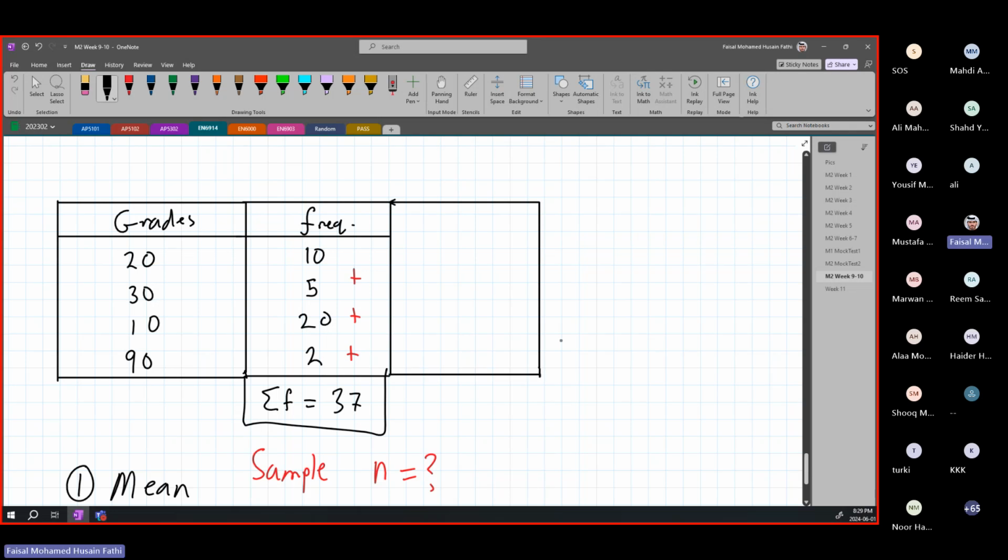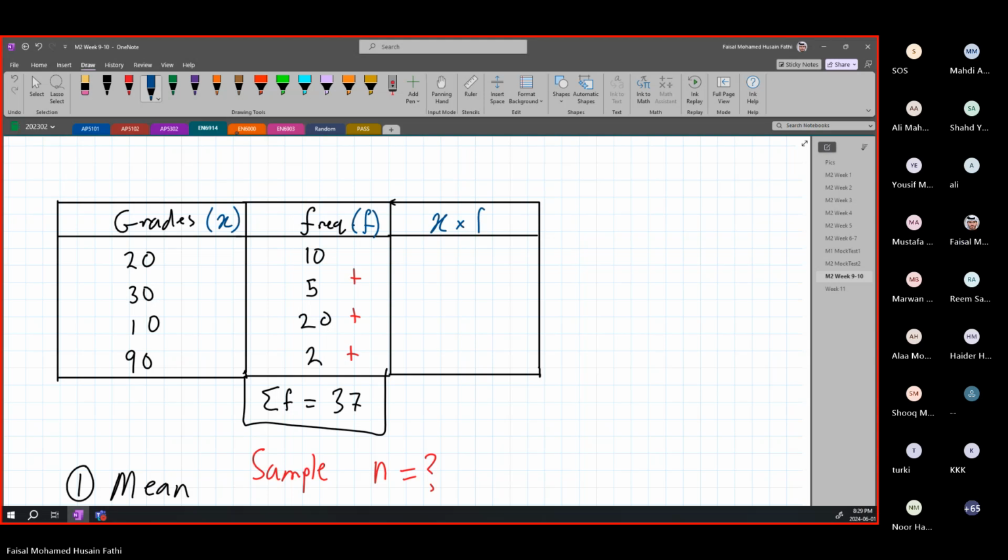And this is going to be the multiplication of your grade with the frequency that has happened. So let's say that this is our X and this is our F. Okay? So this is going to be X times F. The first one is going to be 20 times 10, which is equal to 200. The second one is going to be 30 times 5, which is equal to 150. The next one is going to be 10 times 20, which is equal to 200. And the last one is 90 times 2, which is equal to 180.